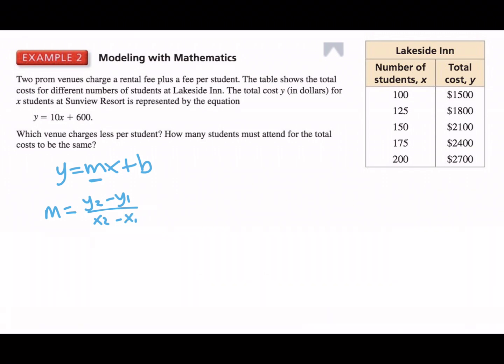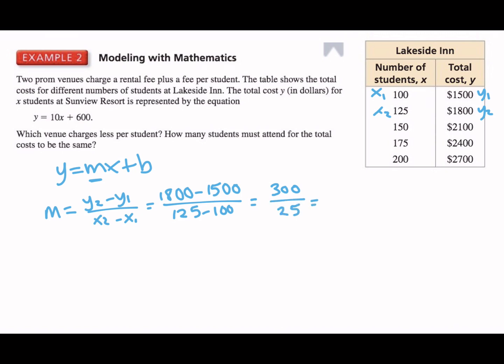For this, I'm going to make my y2 1800, my y1 1500, my x2 125, and my x1 100. So I'm using my top two coordinates in the table. So when I plug in, I get 1800 minus 1500 over 125 minus 100. So that gives me 300 over 25, which gives me 12. So the slope for my line is y equals 12x plus b.